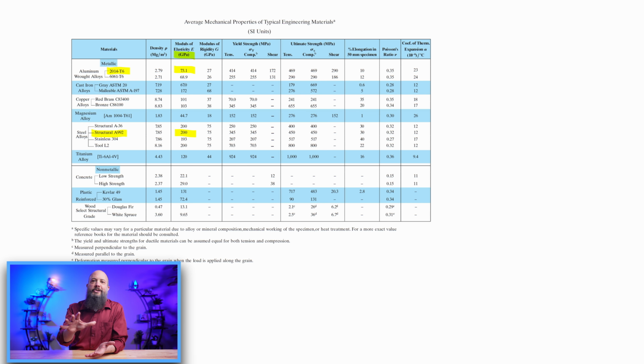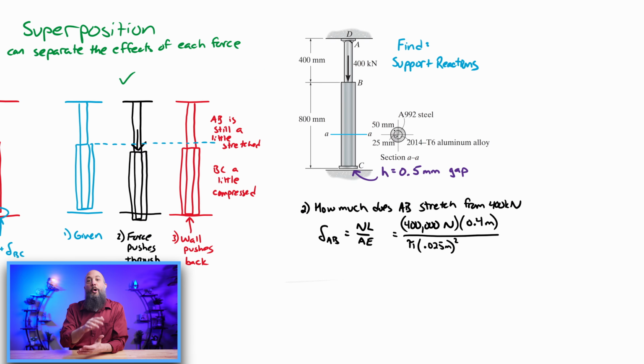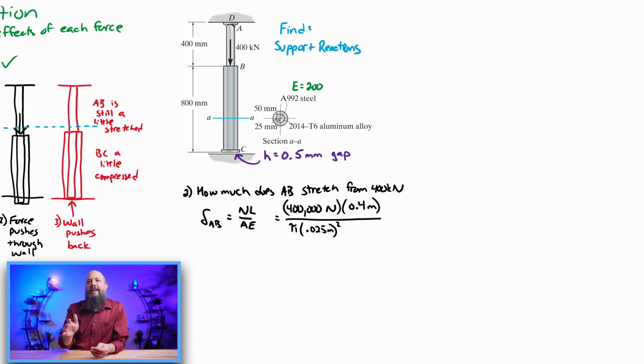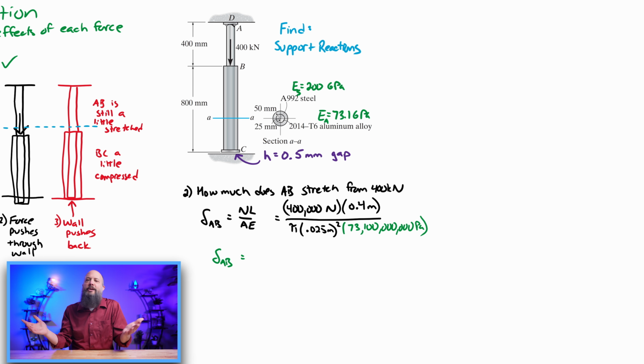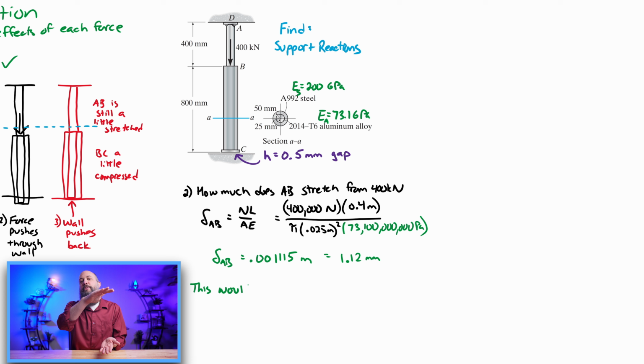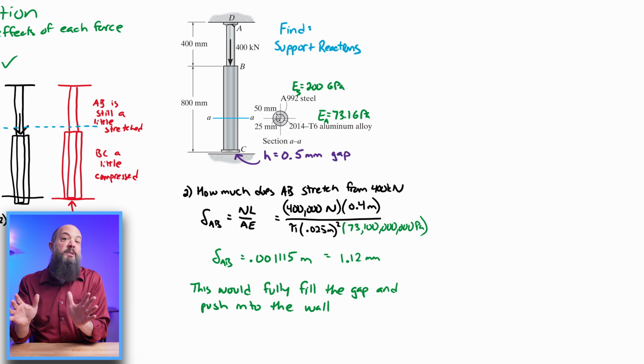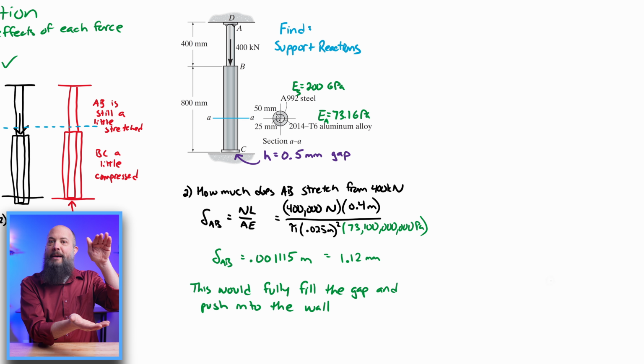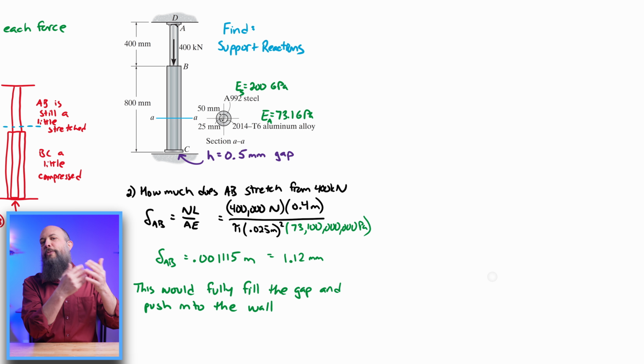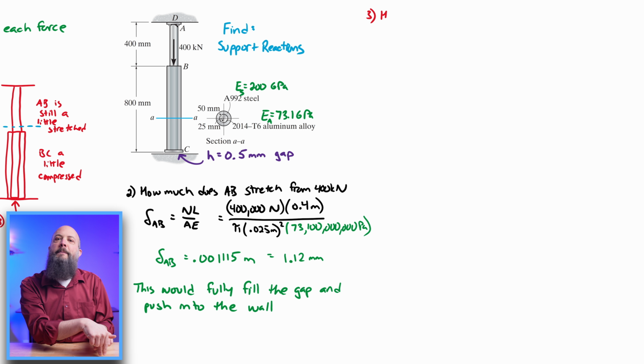I can plug in my numbers: pi r squared for the area, only 0.4 for the length, and I'll have to go down to the tables to look up Young's modulus. I'll grab both the aluminum and steel values because I'm going to need them both eventually. Plug in all the numbers. 1.12 millimeters is how much AB stretches. Since the gap is only 0.5 millimeters, that tells us that yes, the entire gap would get filled, and basically the 400 kilonewton force is trying to push BC through the floor.